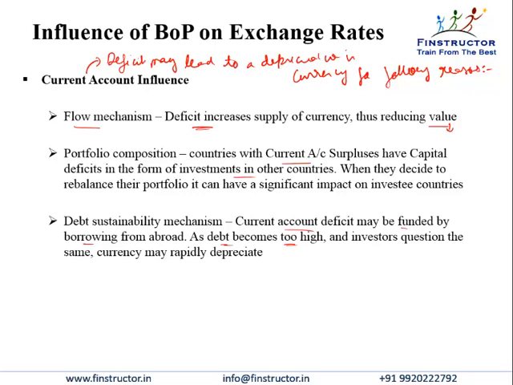So per se, in the short run, a deficit is neither negative nor positive, but if a deficit persists for a long period of time, then investors may question the sustainability of our borrowing and the sustainability of our debt. As they do that, the currency can come under speculative attack also, and they may actually sell their investments and buy investments in other countries. So the current account influence basically argues that deficits will cause the currency to depreciate and vice versa.